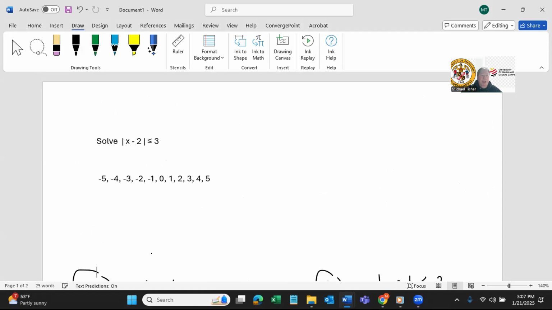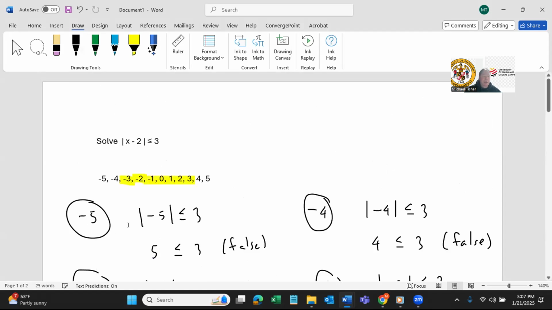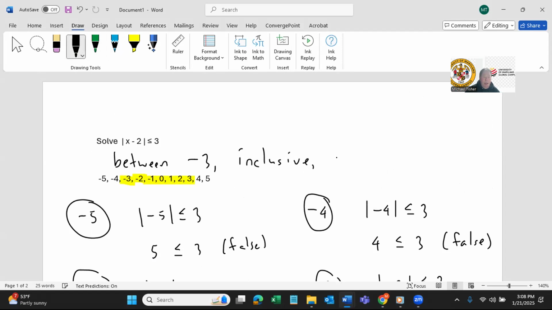All right. So I think it's safe to say now that all of these highlighted numbers are numbers that will work when the absolute value is less than or equal to 3. And these are precisely all the numbers that are between -3 inclusive and 3 inclusive.